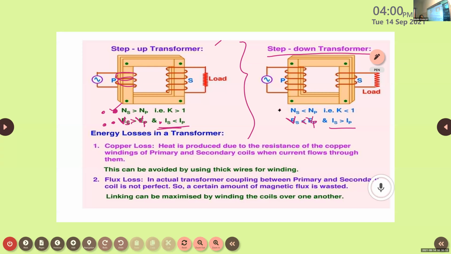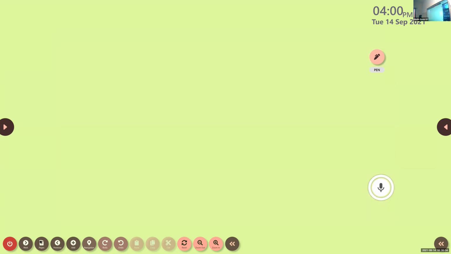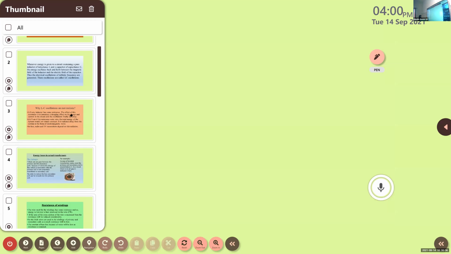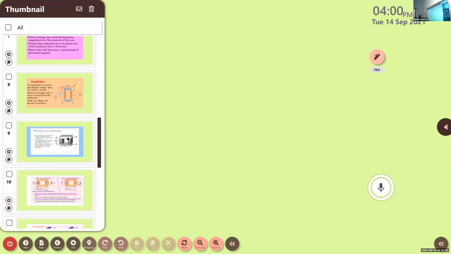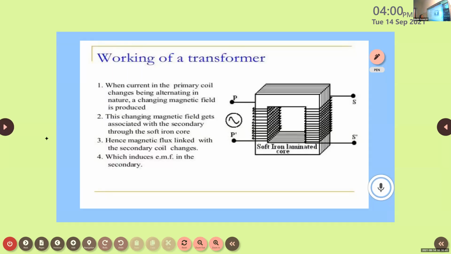Okay. So now we are going to discuss the working principle behind the transformer as a whole, not in the case of step up and step down. In general, what is the working principle of a transformer, how it works, and how we can calculate the value of magnetic flux, number of turns, power generated by the transformer, and all. Now write the next heading, working of a transformer.